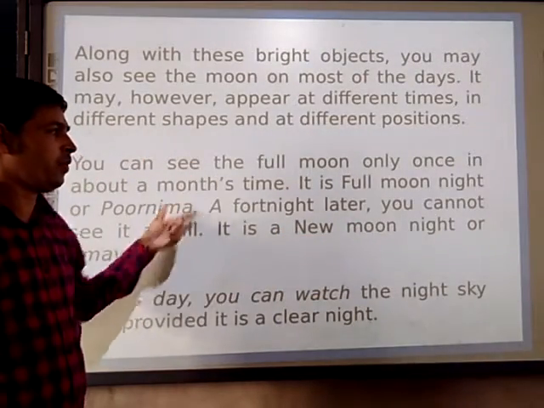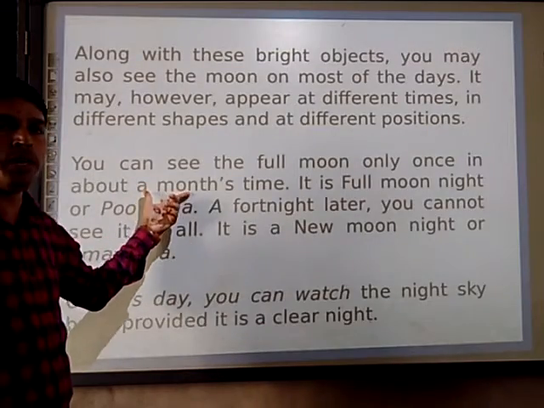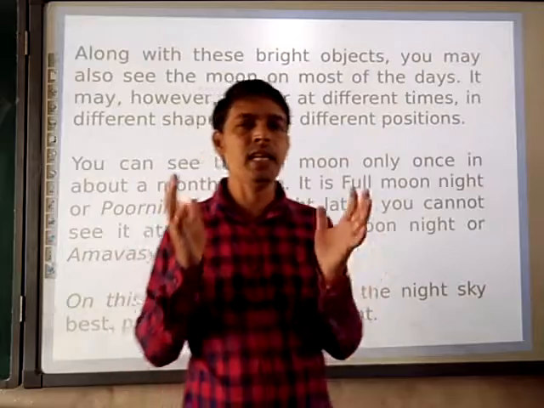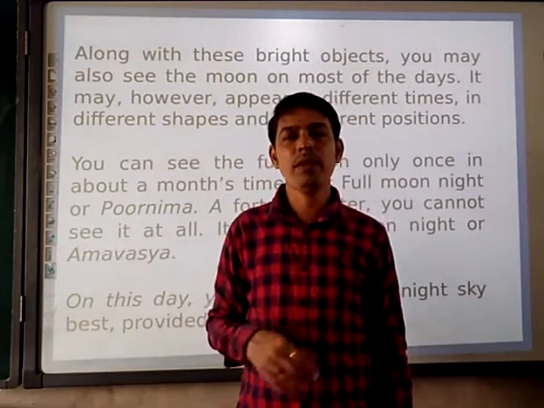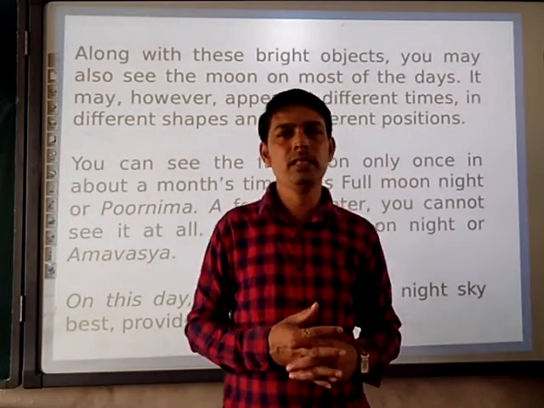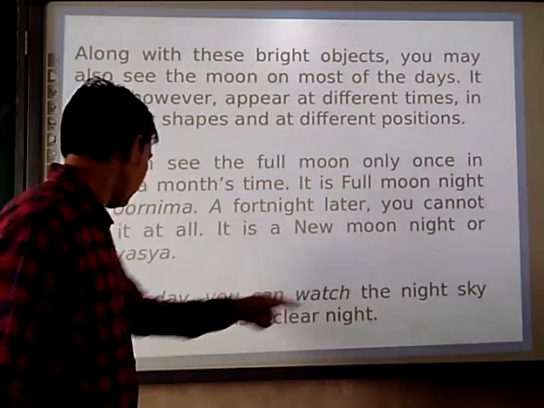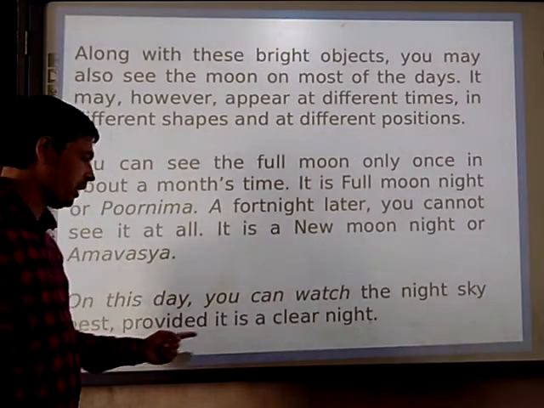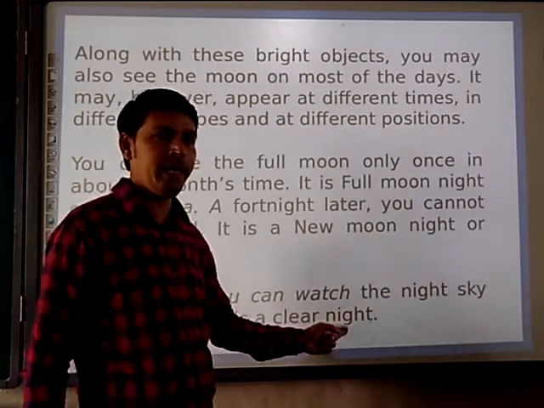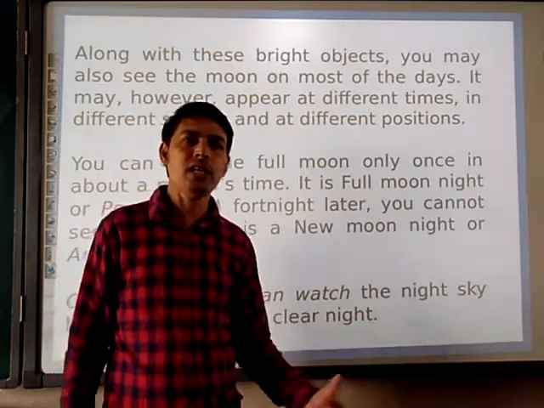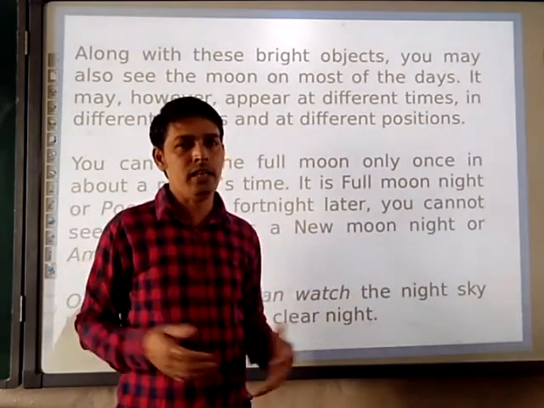So these are in our calendars, the Purnima and Amavasya, where we see the full moon appearing, that's Purnima, and a new moon, when we talk about Amavasya, right? On this day you can watch the night sky best, provided it is a clear night. When Amavasya is there, that night you can see all the stars very clearly.